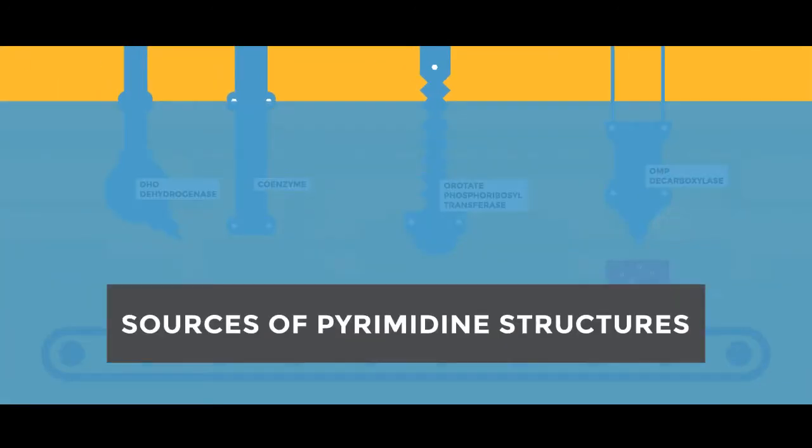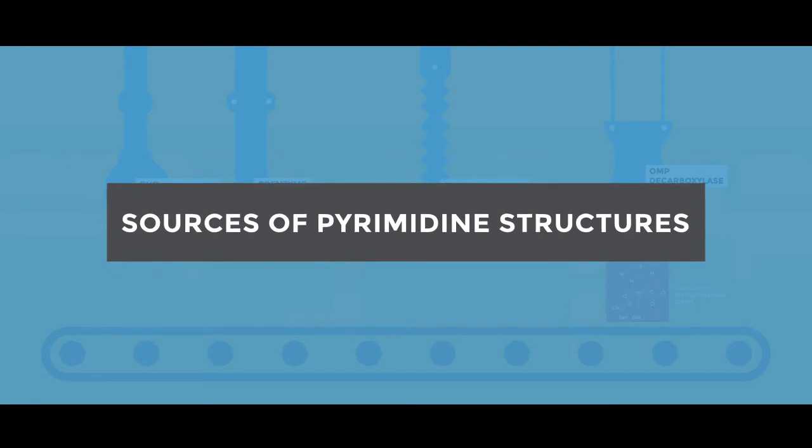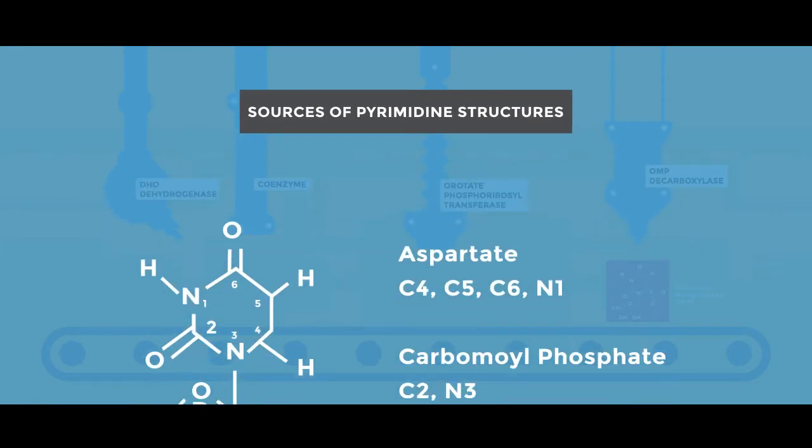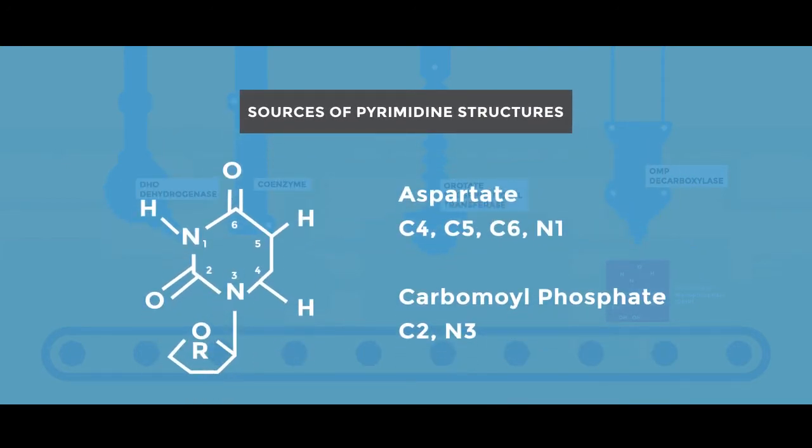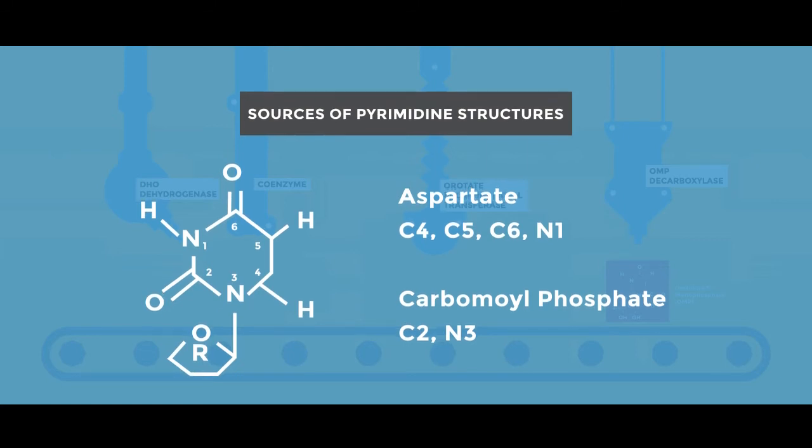Before we move on, let's do a short recap of the donors to our pyrimidine ring. Carbon 2 and nitrogen 3 were donated by the carbamoyl phosphate, and carbon 4, carbon 5, carbon 6, and nitrogen 1 were donated by aspartate. So that's it. Let's see how our cytidine triphosphate or CTP was made.